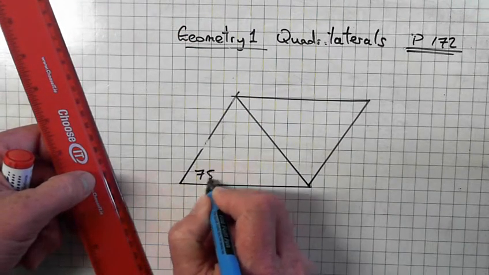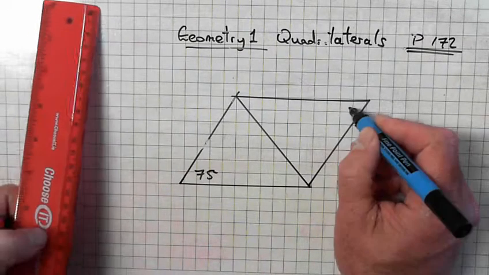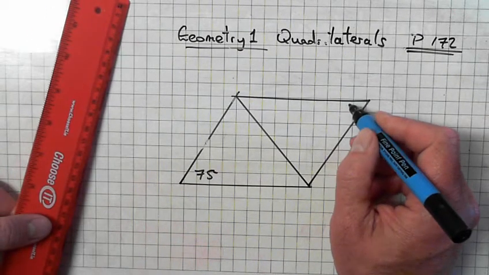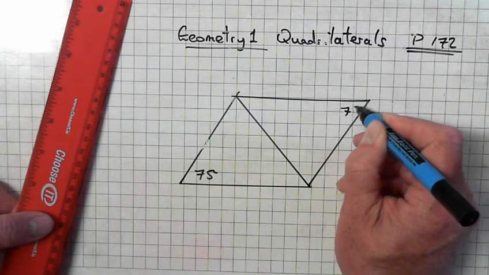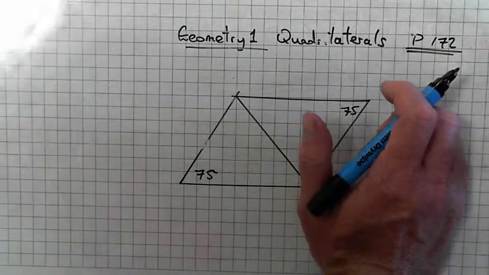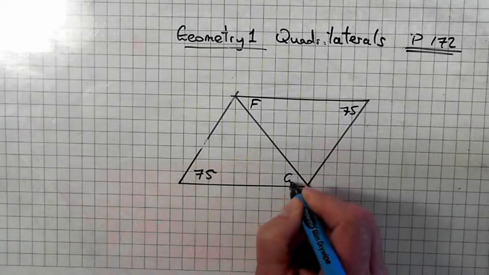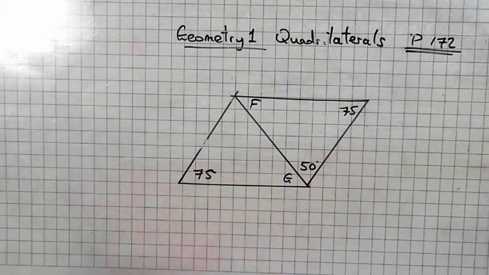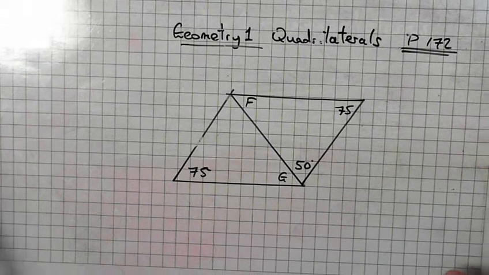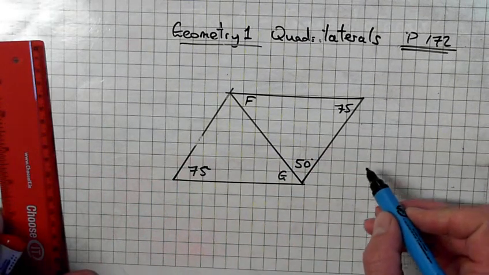So this is 75. This is the third part of question 3. So this is the angle E. So this straight away is 75. That's 75 as well. Now we have to find F, and we have to find G. We're given this angle 50. So that's 75 and that's 75.